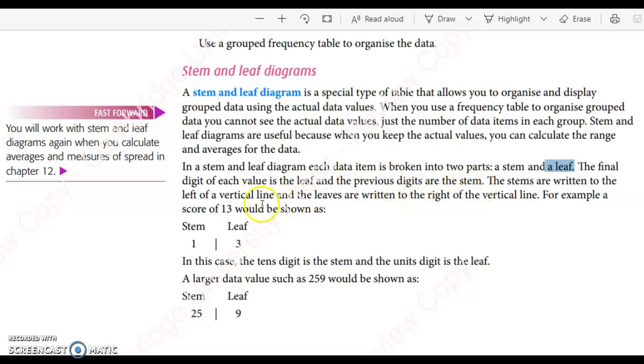For example, in here we have 13, so 1 is the stem, 3 is the leaf. In this case, the tens digit is the stem and the units digit is the leaf. A larger data value such as 259 would be shown by writing 25 as the stem, and then the last digit will be the leaf.